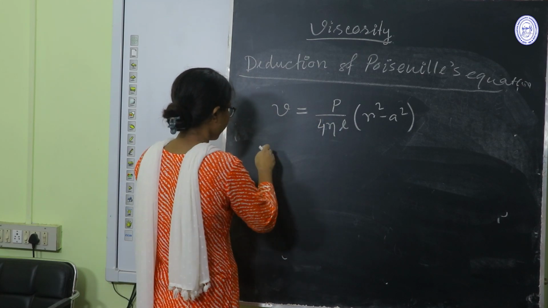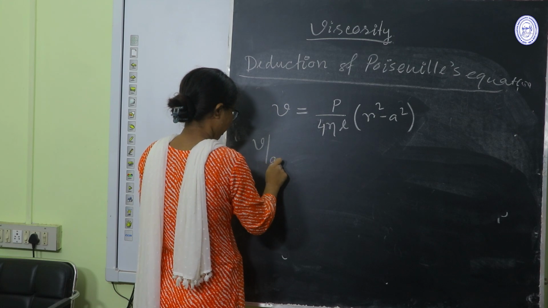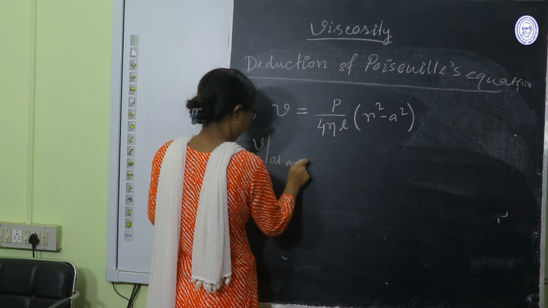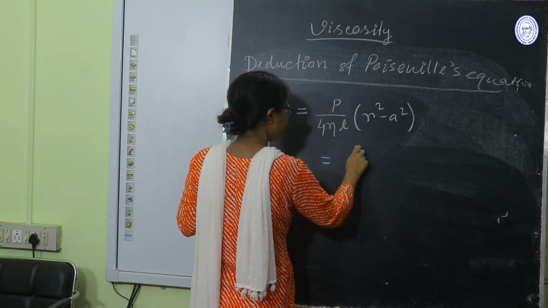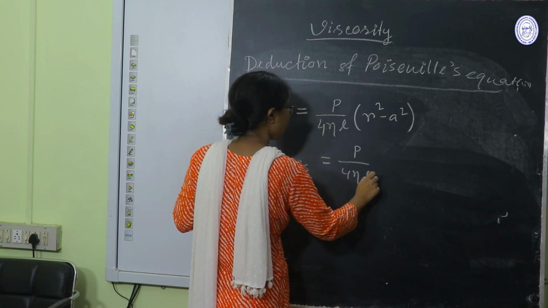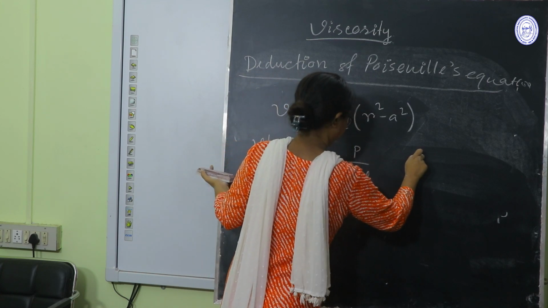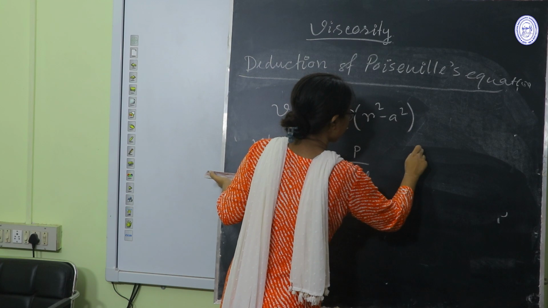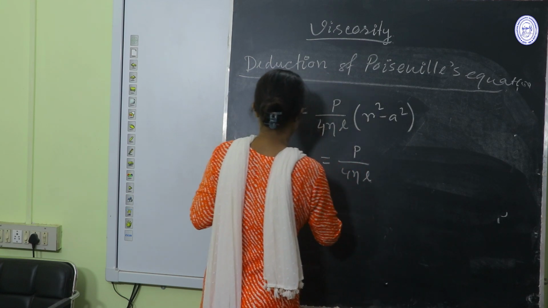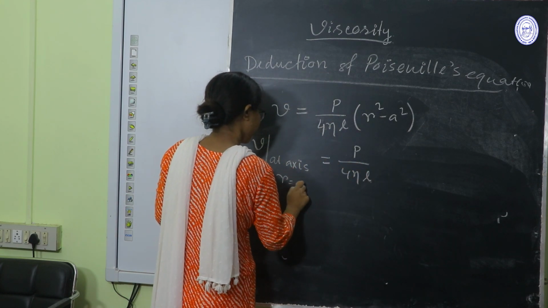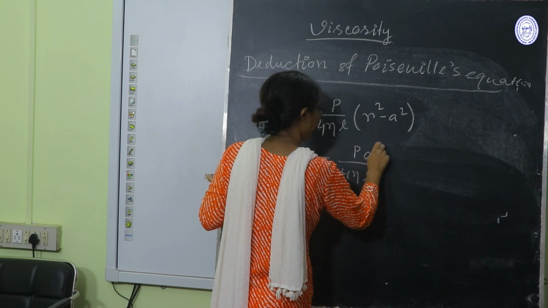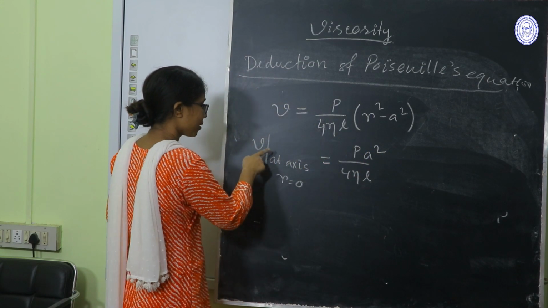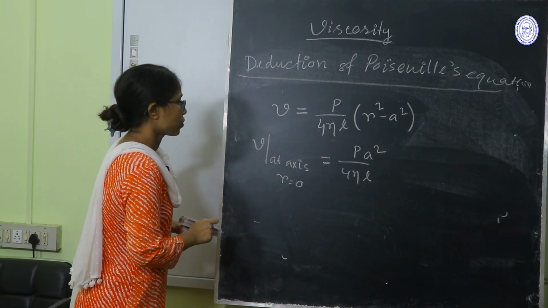Now, v at the axis, where r is 0, is equal to P a square by 4 eta L, and this is the maximum velocity.